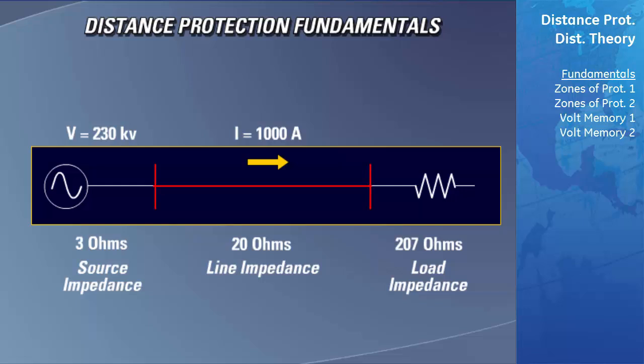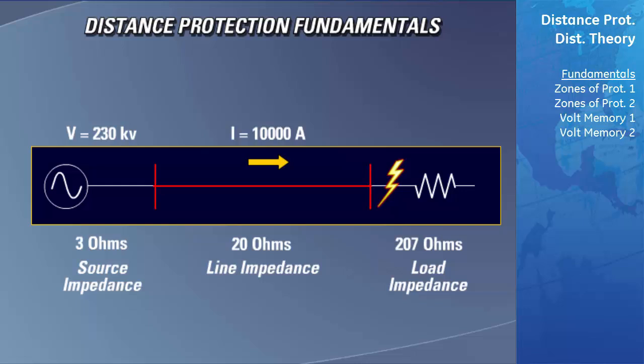our load. If a fault occurs on the power system in a location that cuts off the path of current flow to the load, the total impedance of our power system changes to only 23 ohms. Due to the drop in impedance, our current level now increases substantially.